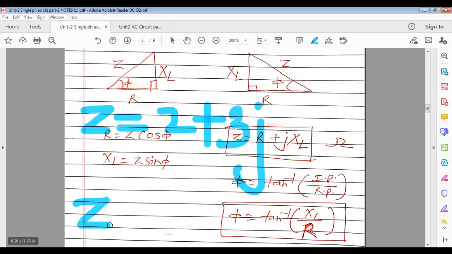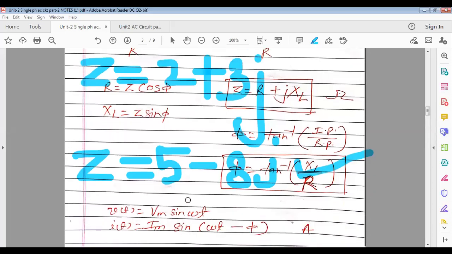If it is given like this in the numerical, 5 minus 8J, is the imaginary part positive or negative? Negative. Since it is negative, this confirms it is series RC. And if you convert it into polar, the angle will be negative. Why? Because tan inverse of imaginary part upon real part. Here the imaginary part is negative, so obviously phi you will get negative, isn't it?